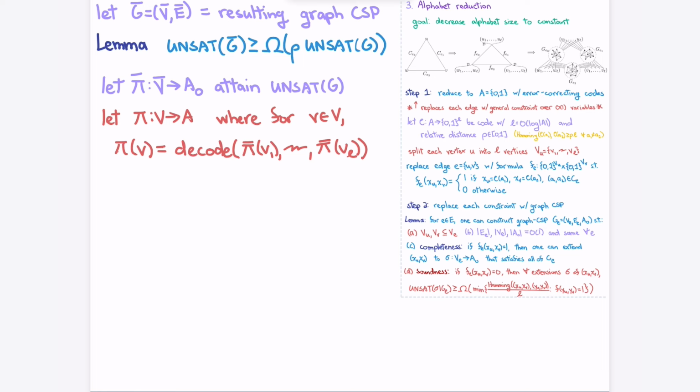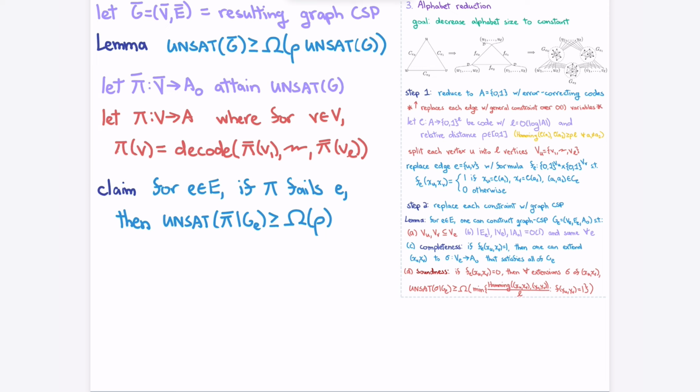So in the reverse direction, we want to show that unsat of G bar is not too much smaller than unsat of G. Okay. And the idea is as follows. If you have some labeling for all the bits, and you just decode it, and use that to give you letters for the original one in the big alphabet. So the claim is that for every edge, if your new assignment fails the edge, you're going to get most of that auxiliary graph wrong, where rho is the relative distance.